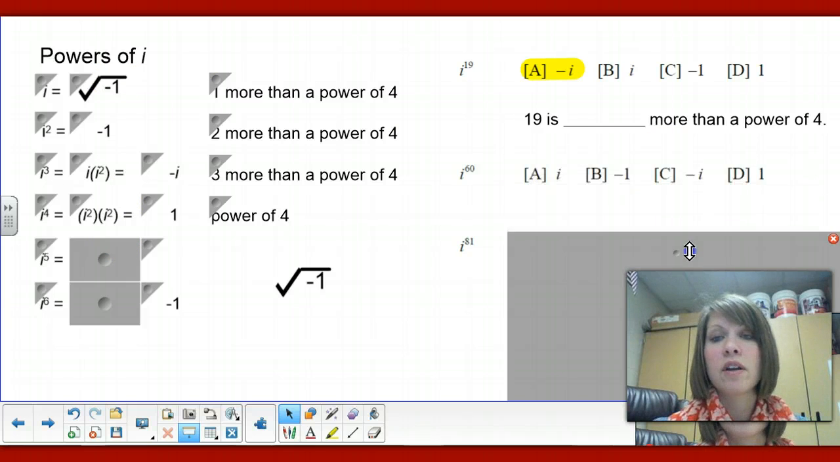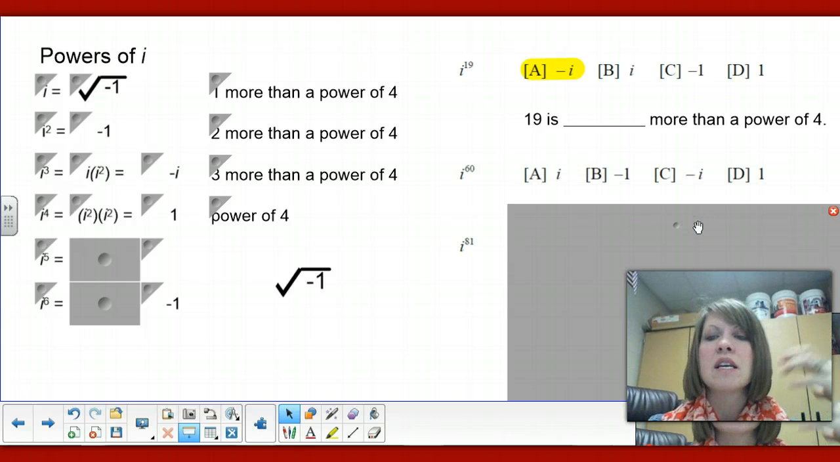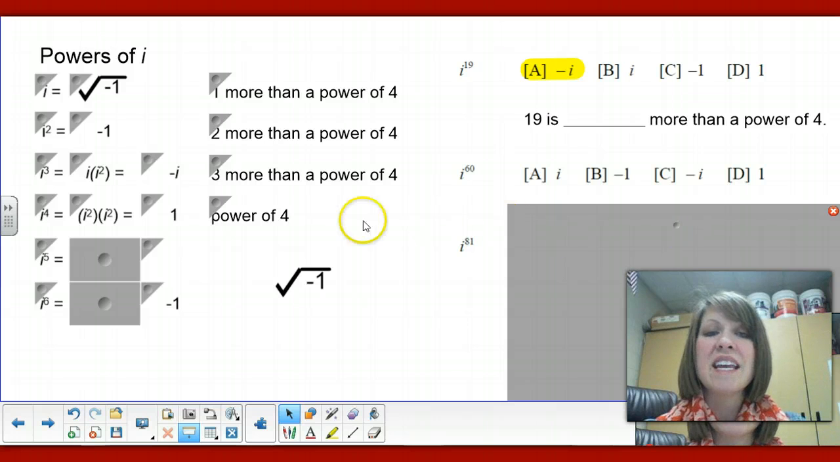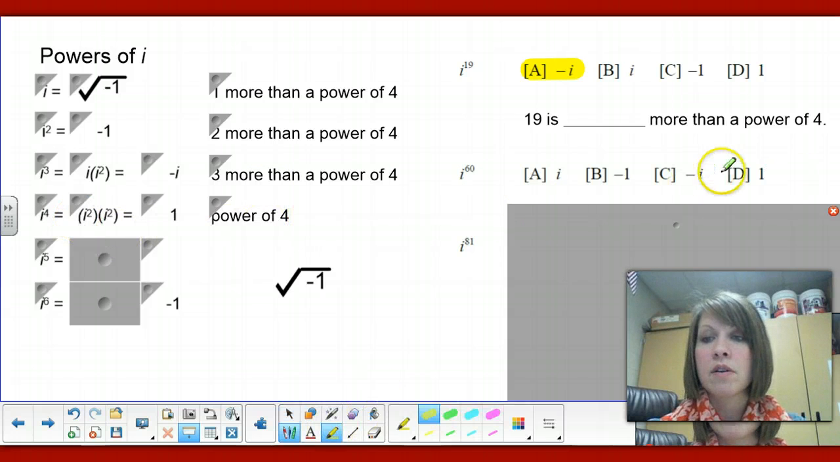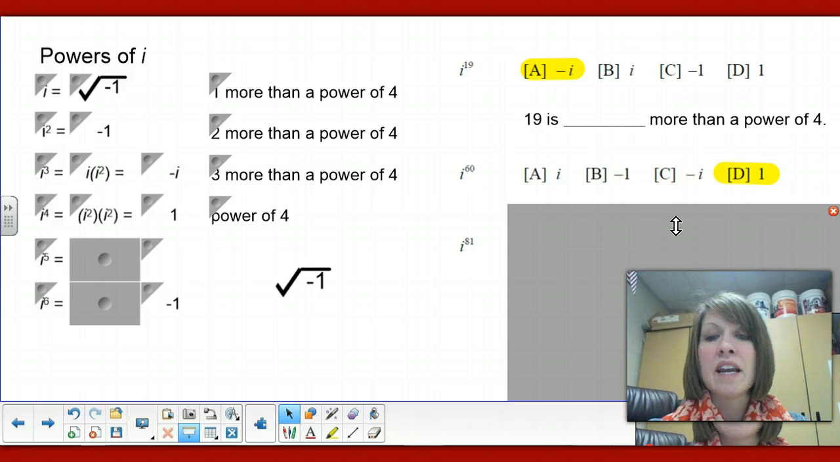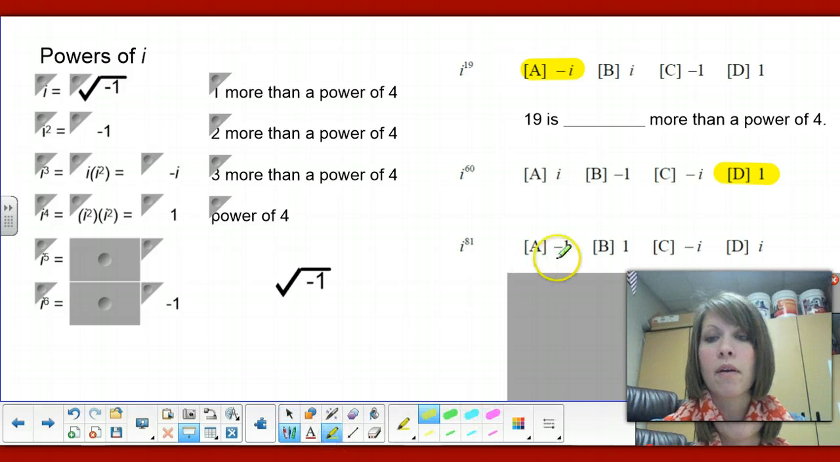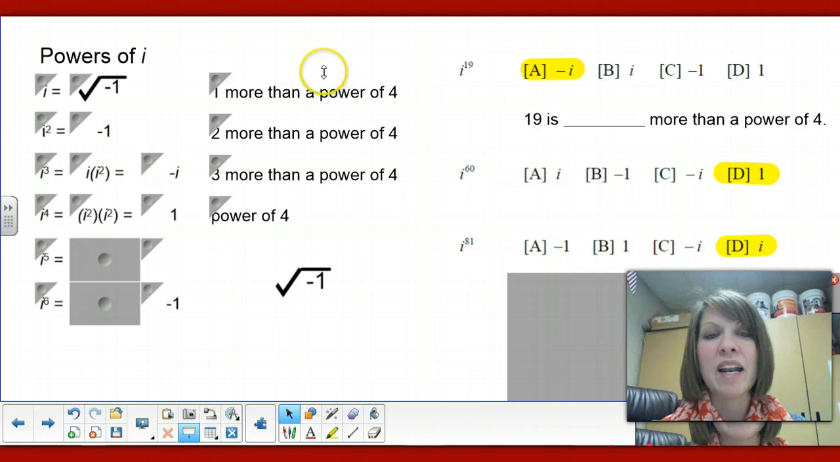i to the 60th. I want you to think, 60 is blank more than a power of 4. 60 actually is a power of 4. And so i to the 60th is going to match i to the 4th, which is positive 1. Okay. i to the 81st, again, 81 is 1 more than a power of 4. And so 1 more than a power of 4 is going to put us not at 1, but at i.